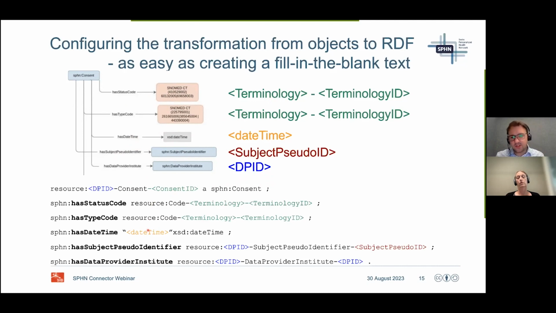And we take then the object or the tabular representation that the data provider uploaded, we de-identify it, and then we take the right elements and put them in these blanks of the text. And finally, we have very nicely looking RDF.